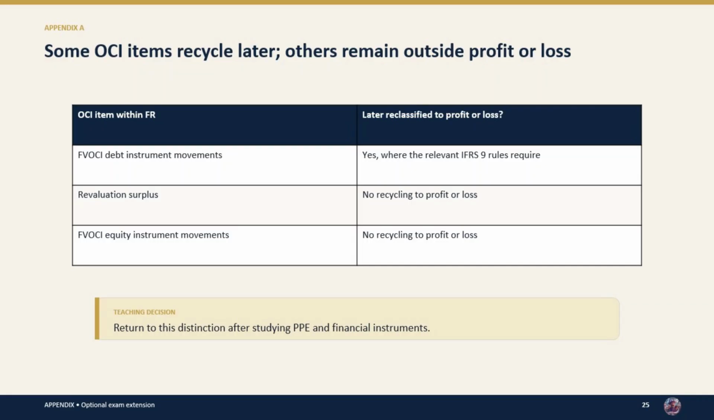Keep this distinction simple for now. Fair value movements on qualifying fair value through other comprehensive income debt instruments may later be reclassified to profit or loss when IFRS 9 requires. Revaluation surplus is not recycled to profit or loss. Movements on an equity instrument designated at fair value through other comprehensive income are also not recycled. Do not learn the full instrument mechanics here. The point is that other comprehensive income is not one uniform bucket. The applicable standard determines later reclassification.